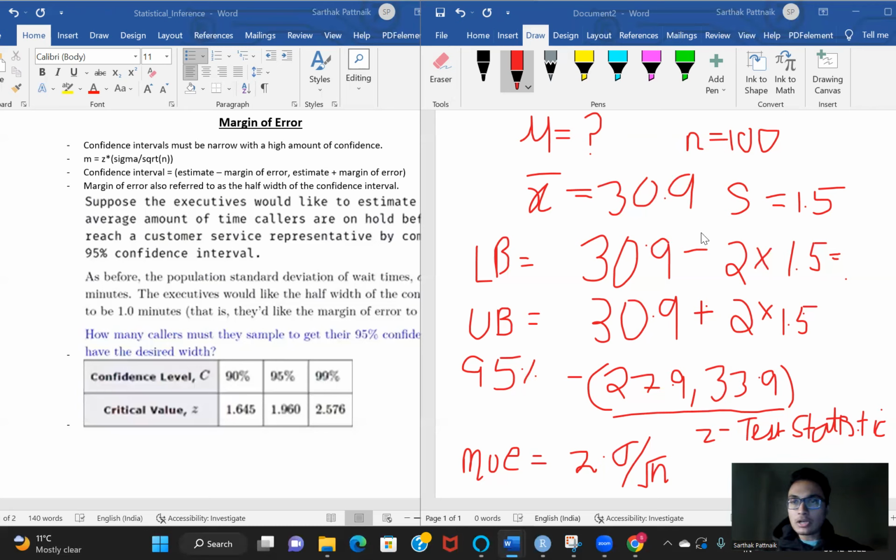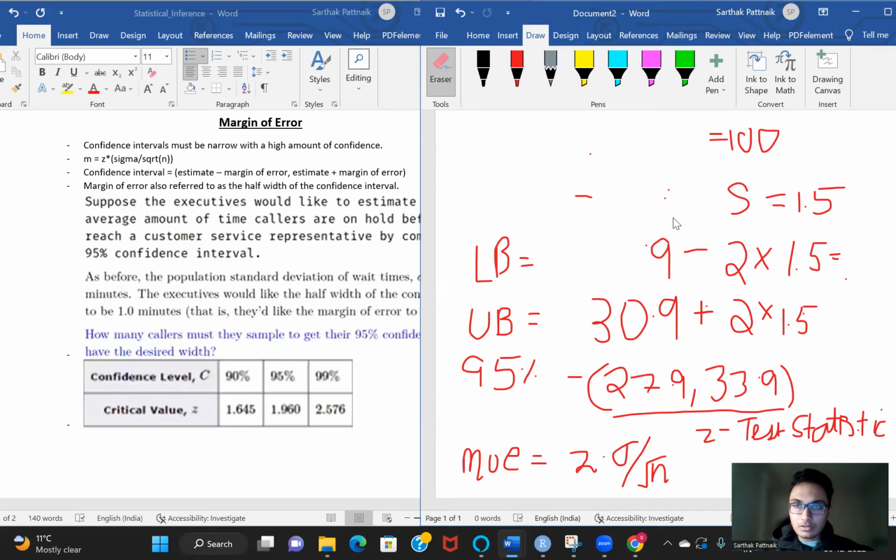If you remember the previous session, we discussed the generic formula of a confidence interval, which is estimate minus margin of error, that is the lower bound, and estimate plus margin of error, that is the upper bound. Now, what is an ideal scenario of a good confidence interval? So I'm going to be removing this. This is part of our previous session.